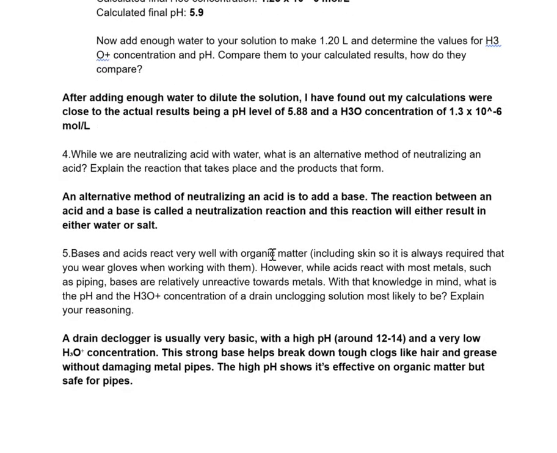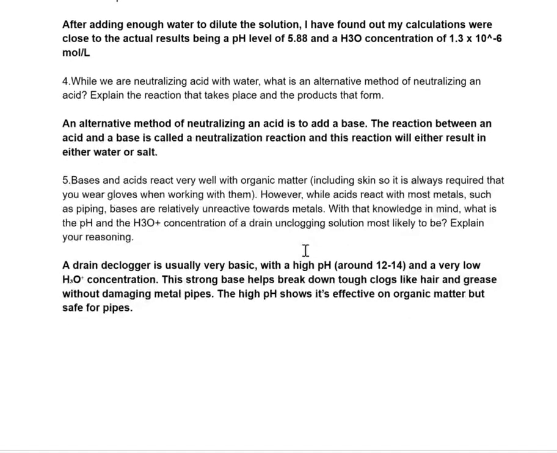And so moving on to question 4, while we are neutralizing acid with water, what is an alternative method of neutralizing an acid? Explain the reaction that takes place and the products that form. So an alternative method for neutralizing an acid is to just add a base, and the reaction between an acid and a base is called a neutralization reaction, and this reaction will result in water and a salt.